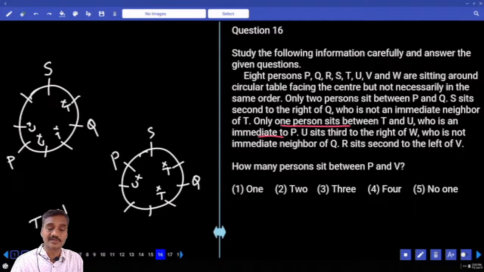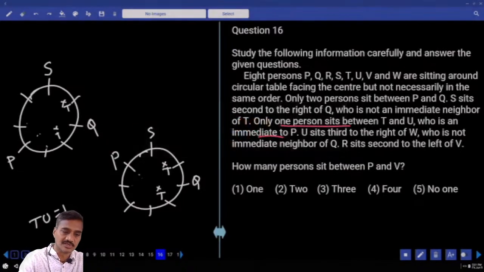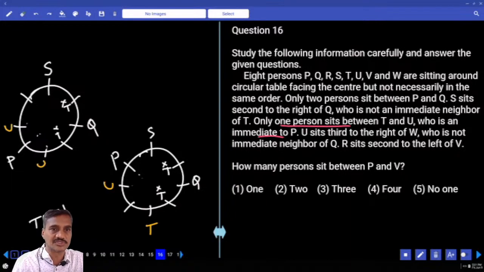U is an immediate neighbor of P. As U is an immediate neighbor of P here, U can be here or U can be here, 2 possible. If U is here, one person between U and T, so T is here; or if U is here, T will be here. How many possibilities? 2 possibilities. And U sits third to the right of W.